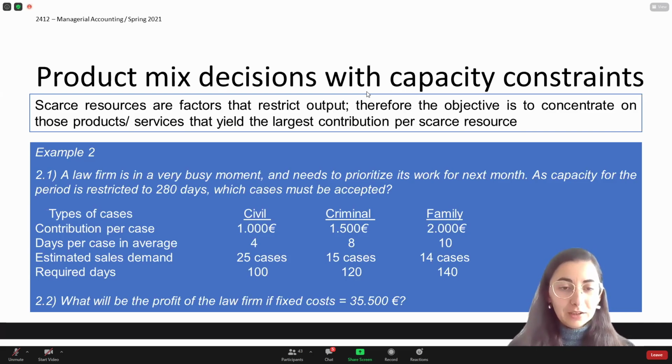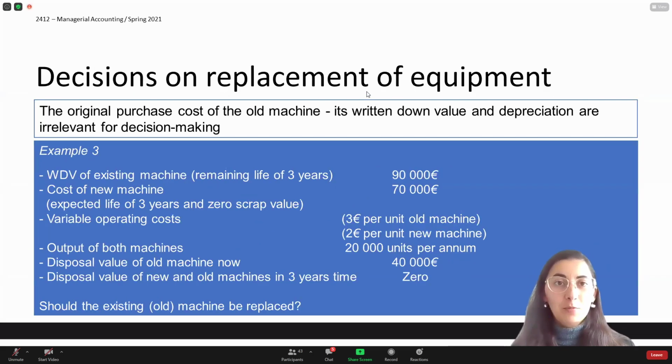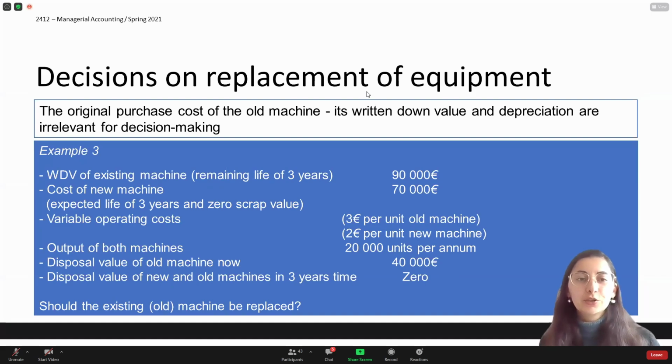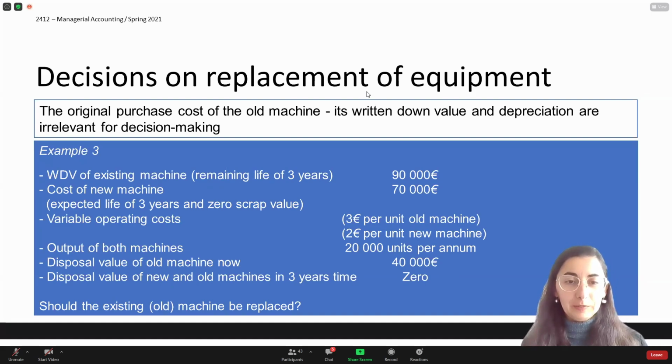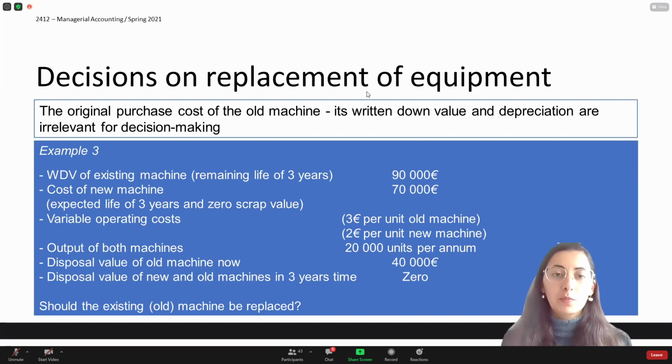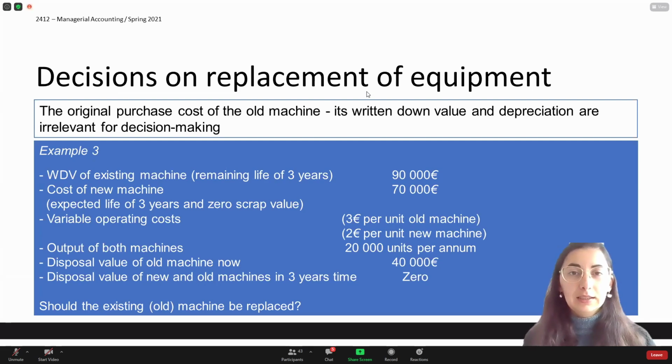No? So let's move forward to the next type of decision, which is decisions on replacement of equipment. The original purchase cost of the old machine, when we want to buy a new machine, for instance, or its written down value and depreciation are irrelevant for decision making. So this is what we need to keep in mind when taking this type of decision.